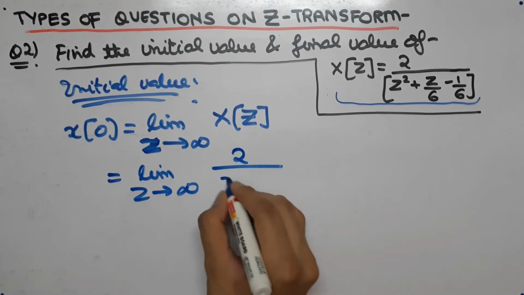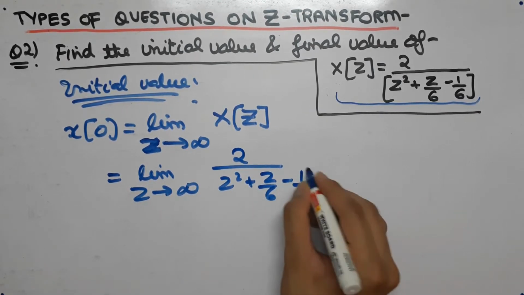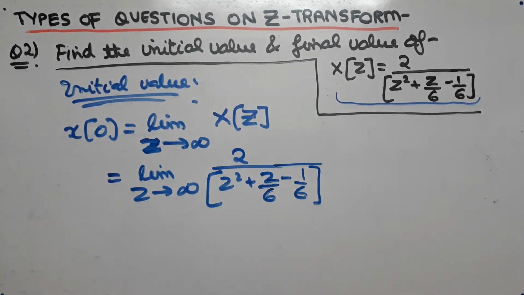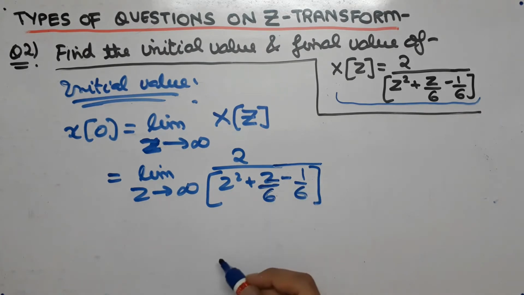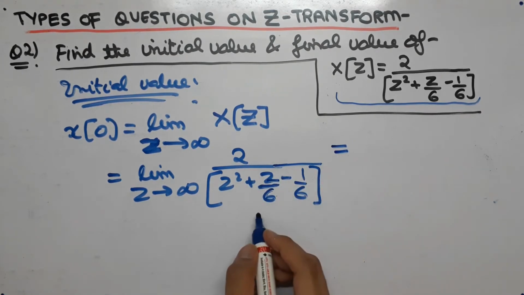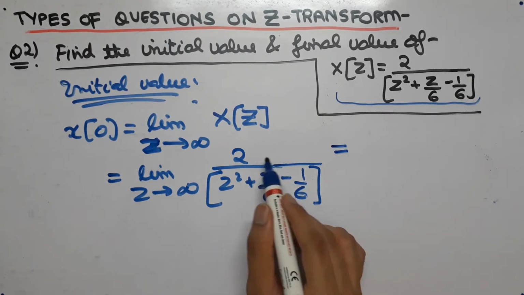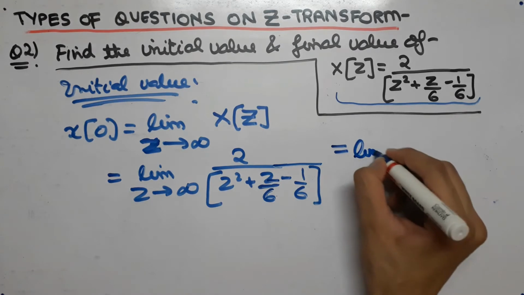That is 2 upon z square plus z by 6 minus 1 by 6. Now we are going to apply this limit, that is z tending to infinity, on this part. But before doing that, we are going to divide this by z square. That is, we will divide the numerator by z square and then we will divide the denominator by z square simultaneously.